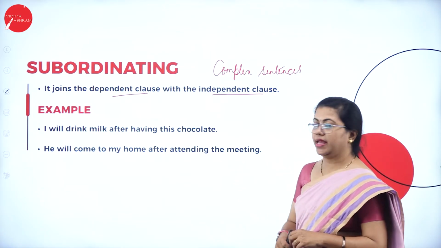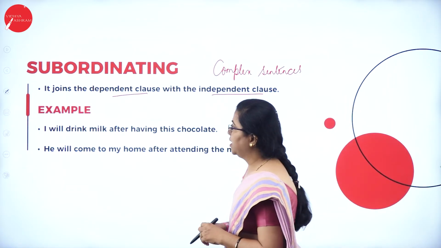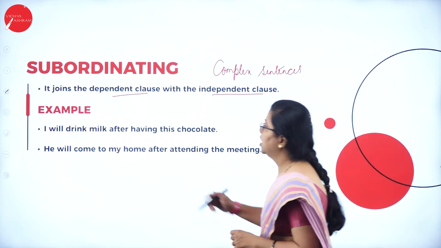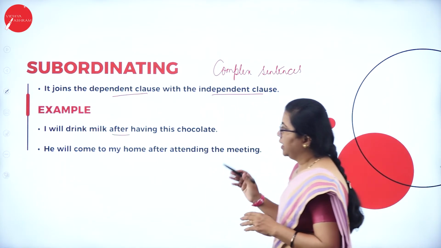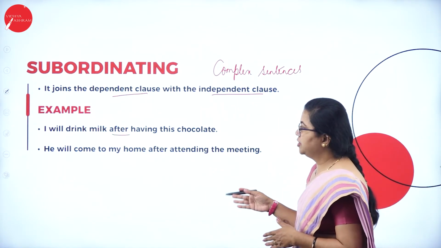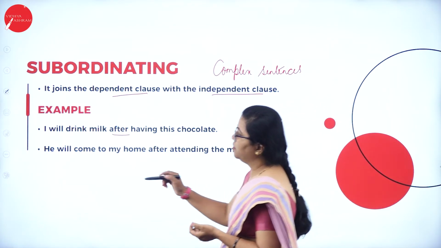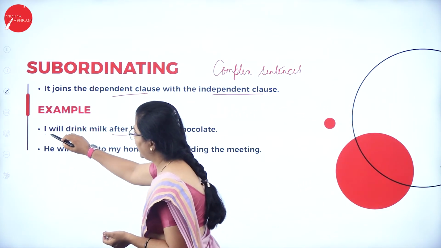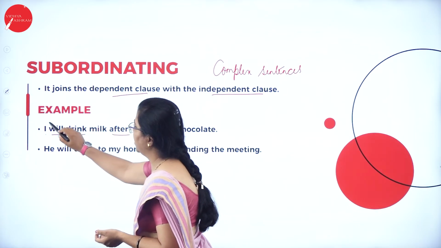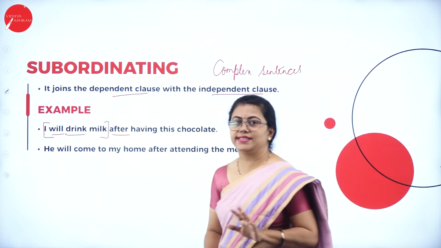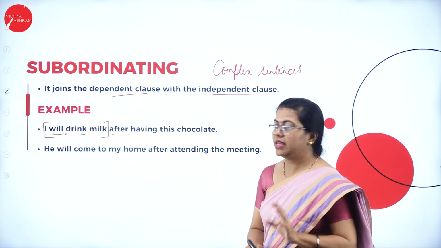So here, let us see an example. I will drink milk after having this chocolate. After is the subordinating conjunction that is used here. Just see here, you have a subject, you have a verb here, will drink. Okay, this will make sense. This is giving you complete meaning, isn't it?